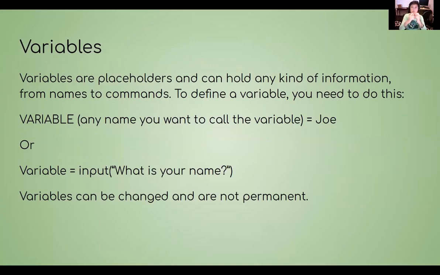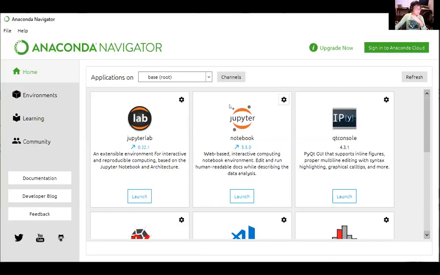To define a variable, you need to name a variable, then equals, and anything you want to be your variable. So if this isn't clear, or I didn't tell you clearly enough, let me show you instead of tell you. Let's go to Anaconda Navigator and Jupyter Notebook. We're gonna launch it. It might take a few seconds, but that's okay.